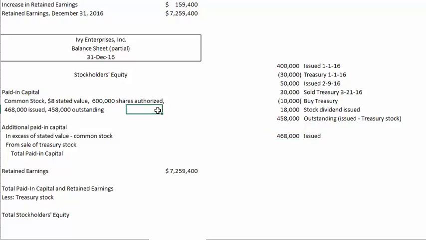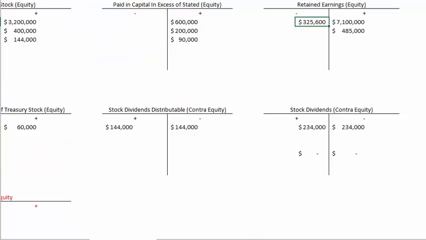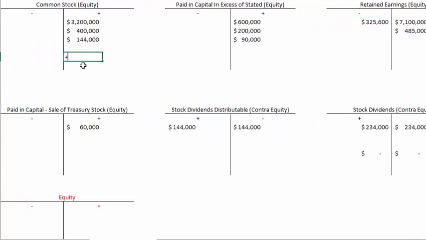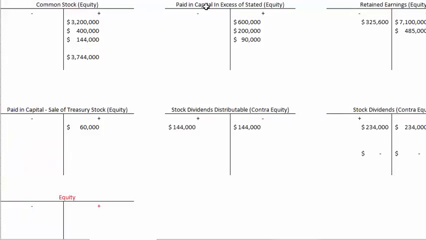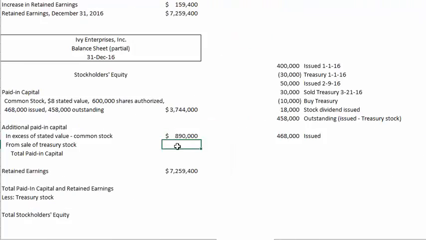So anyhow, we're looking for a dollar amount here, and that dollar amount comes right from the T account. If you go over to our T account for the common stock, you'd have to add all three of these up, and your accounting system would do this for you. You'd have 3.744 million in common stock. Then we have some paid in capital, so paid in capital in excess of the stated value. Again, I can go right over and build a formula to pull the balance that was in this paid in capital in excess of the stated value. All three of those added together gives me 890.